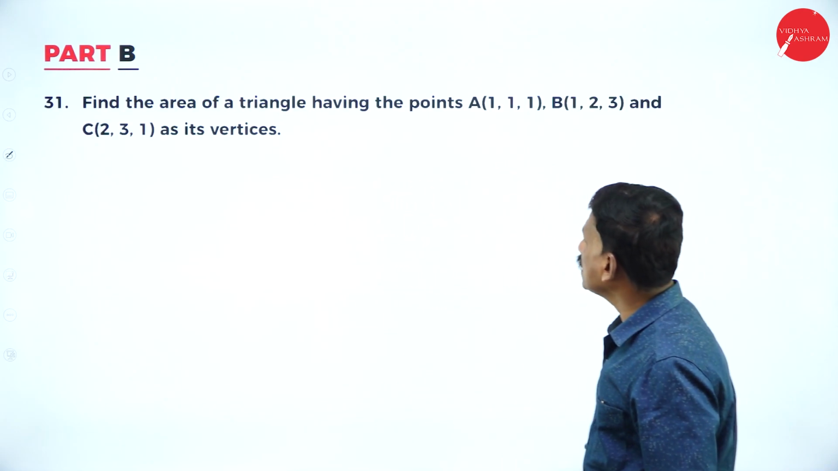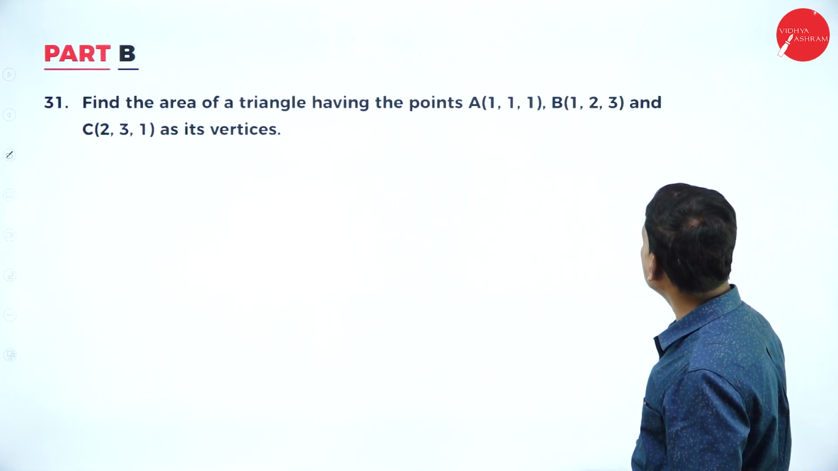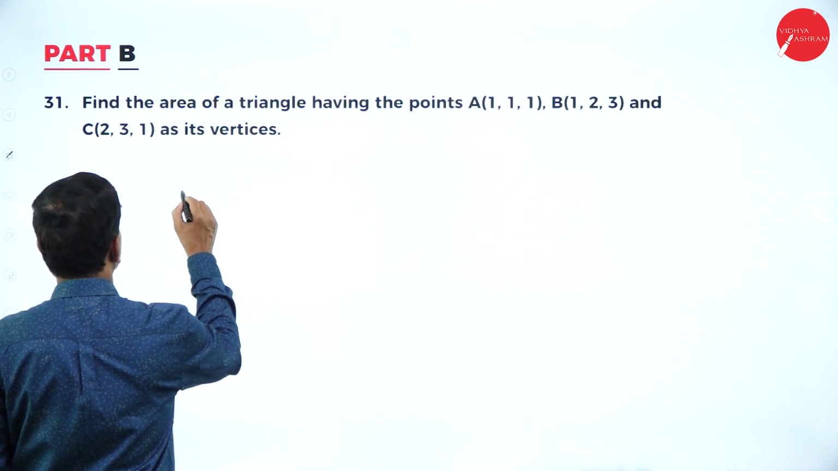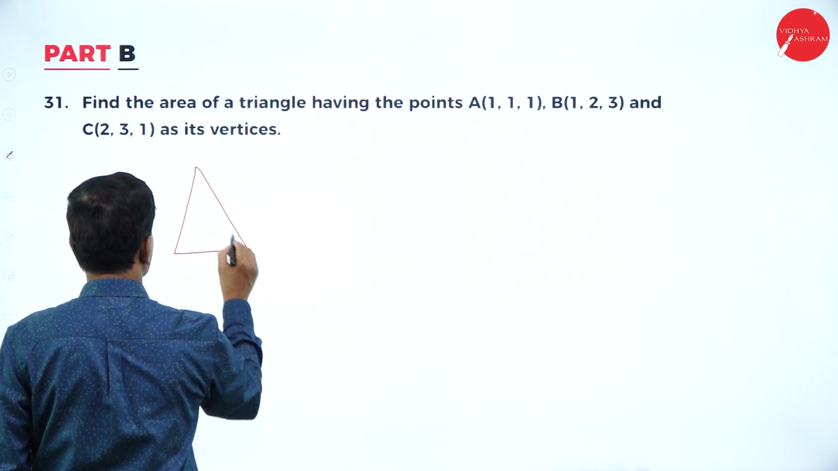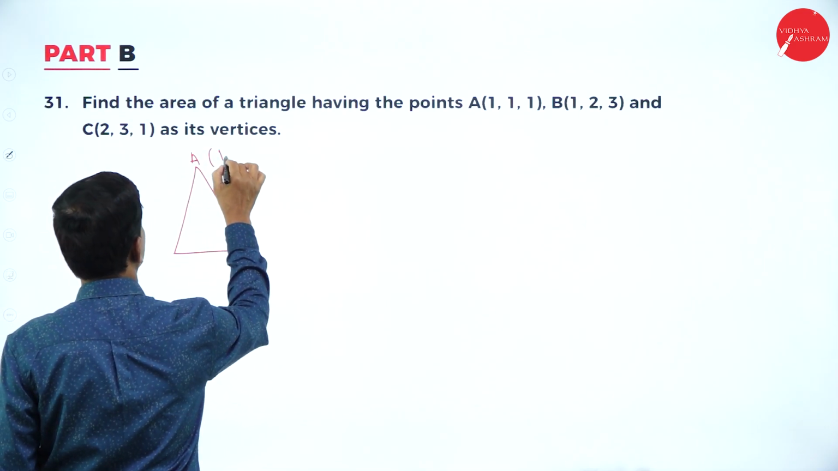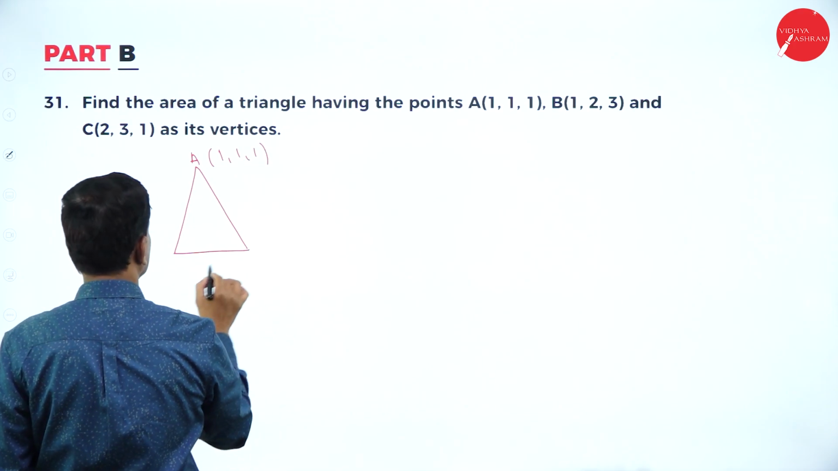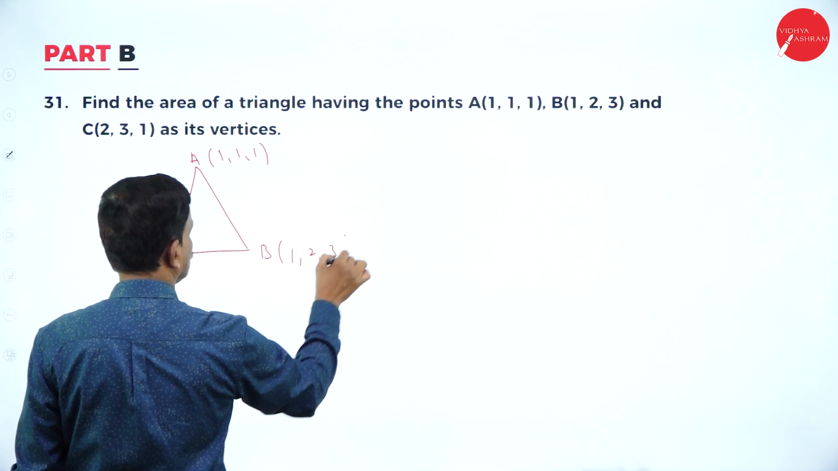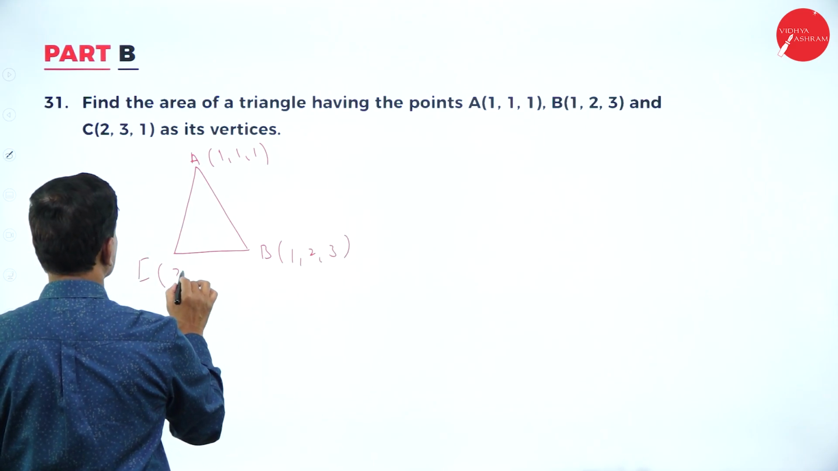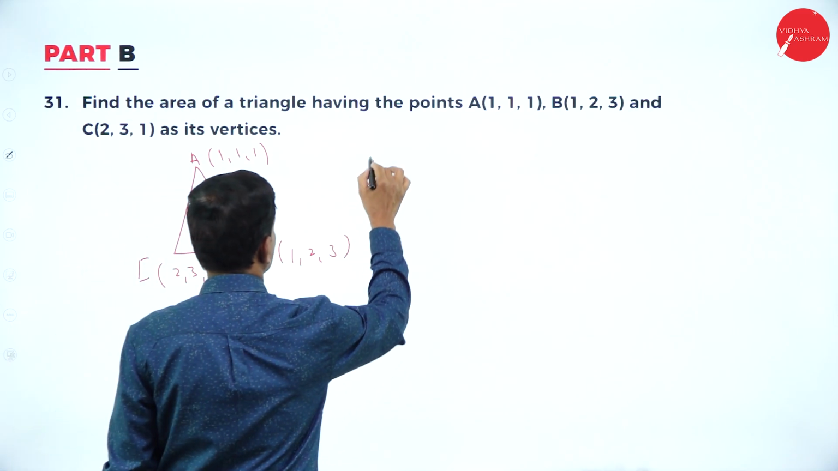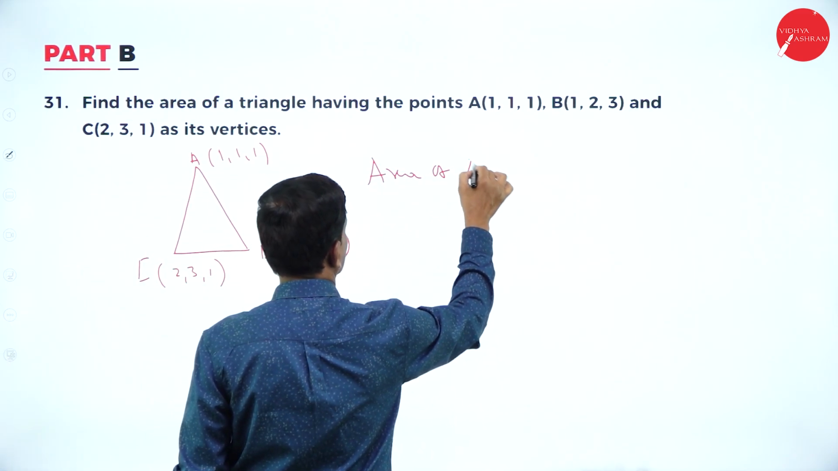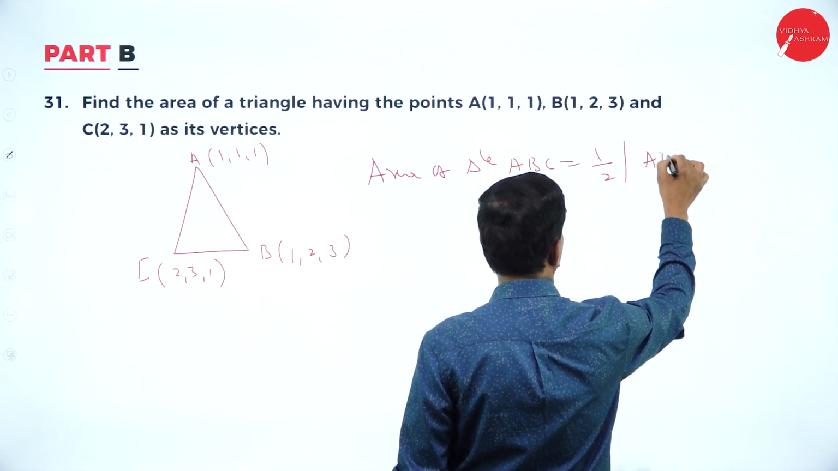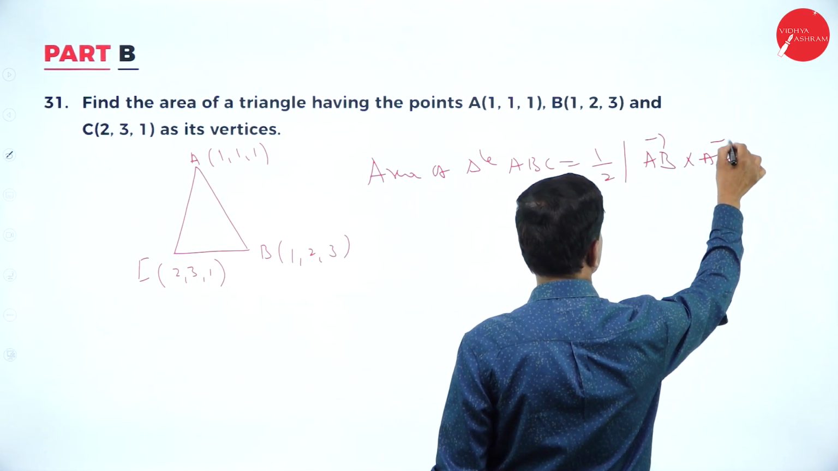Find the area of a triangle having the points A(1, 1, 1), B(1, 2, 3) and C(2, 3, 1) as the vertices. So here this is the triangle ABC. This is by vector method. Call these points A (1, 1, 1), B (1, 2, 3), and C (2, 3, 1). You know the area of a triangle. Area of triangle ABC is equal to, by vector method, half into length of AB cross AC vector.